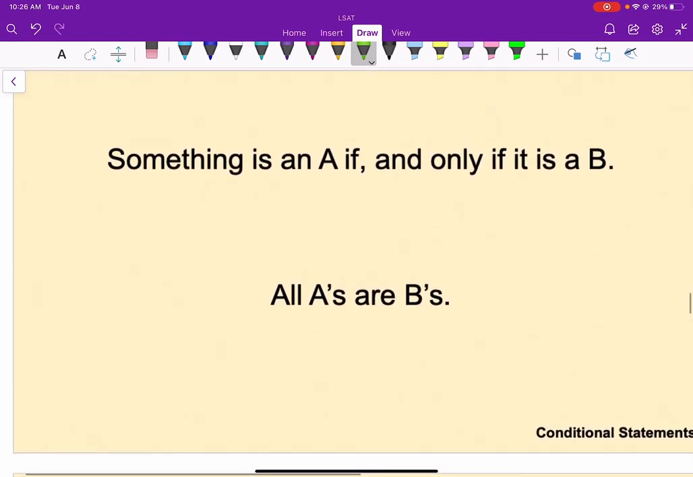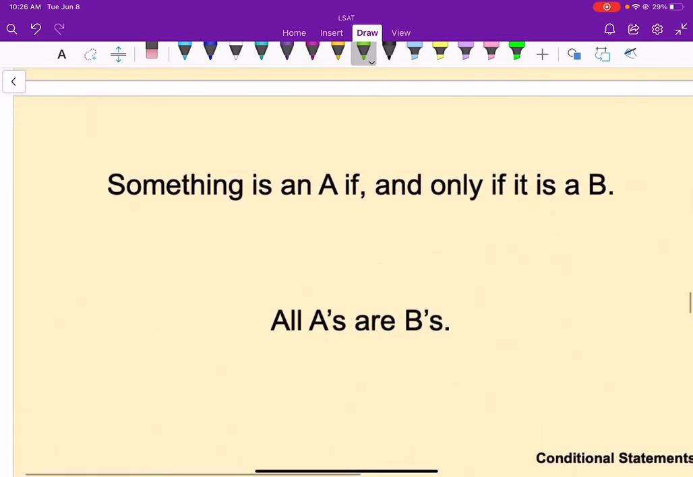And so just to practice this, if I said something is an A if and only if it is a B, how would we diagram that?